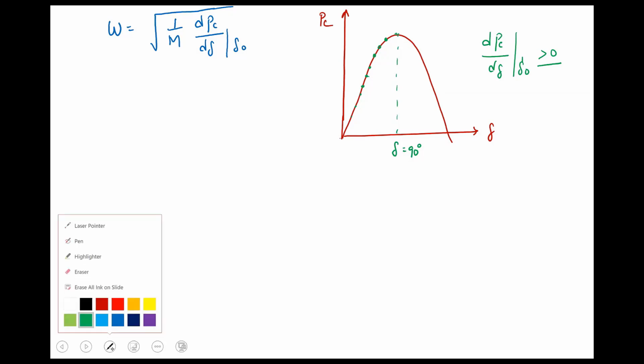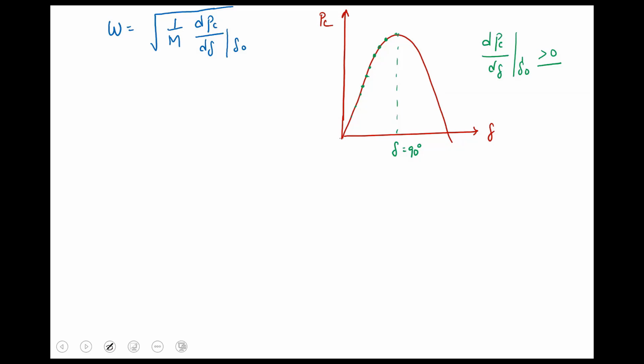Suppose your operating point is any point above 90 before disturbance, that means the machine is operating at any of these pink points before disturbance. Yes, it is possible. It is stably operating at this delta naught value, but its condition is such that for any disturbance, either increase in load or decrease in load, dP by d delta at delta naught becomes negative, and then it will lose stability.